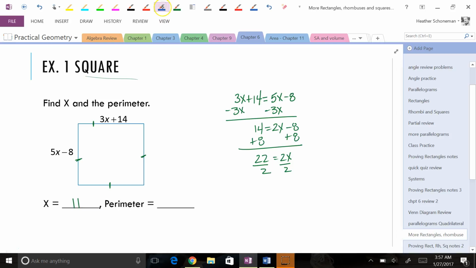Now we want to find the perimeter, which means we have to add up all the sides. And everyone wants to jump and say the perimeter is 44. That's not correct. You need to take that 11 and plug it in to find the side length before you can get the perimeter. So when I plug it in, that's going to be 33 plus 14, which would be 47. That means that each side is 47. So when I want to find the perimeter, it's going to be 47 plus 47 plus 47 plus 47, which gives you a perimeter of 188.